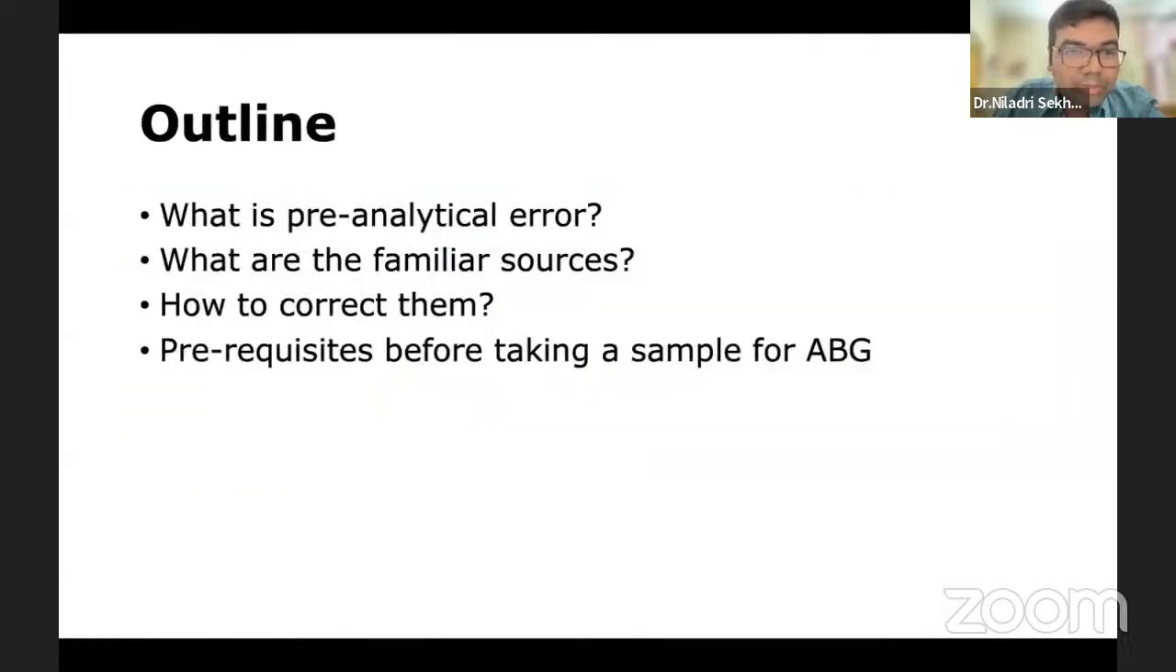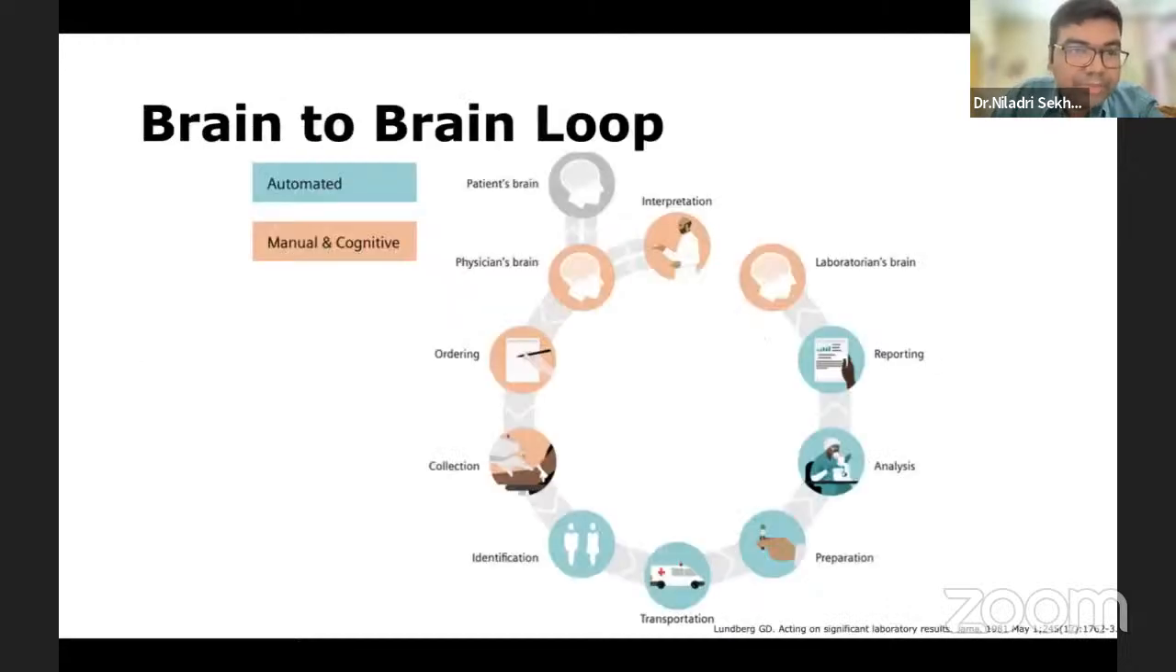So now I'm going to tell the outline. Maybe for the next 15-20 minutes, we'll be talking about pre-analytical error. What is this? What are the common sources of pre-analytical error? How to correct them? And some prerequisites you should do before you take a sample for ABG.